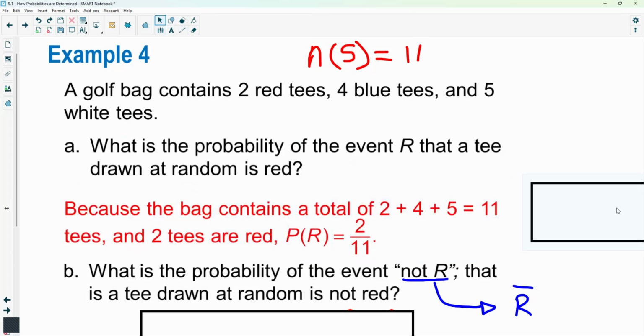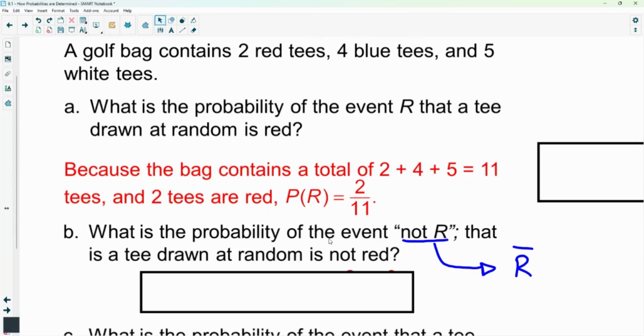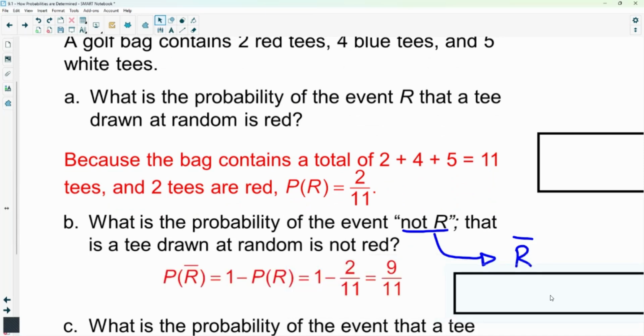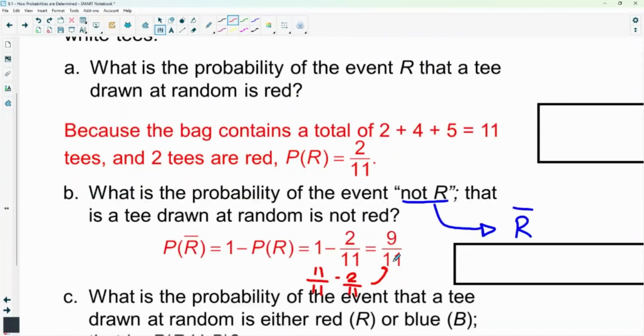So we got 2 red, so that's going to be 2 out of the 11, okay? Now, not red, or not R, right? They're talking about the complement. There are different ways you can do it, but the whole point of giving you not R is so you can, if you know there's a total of 11 in the bag and you know how many are red, find how many are not red. You're just going to subtract 1 minus 2 over 11, which is 9/11, right? Remember, when you're doing fractions, the 1 turns into 11 over 11, and then you have 11 minus 2 over 11, and that's how it gives you the 9/11.